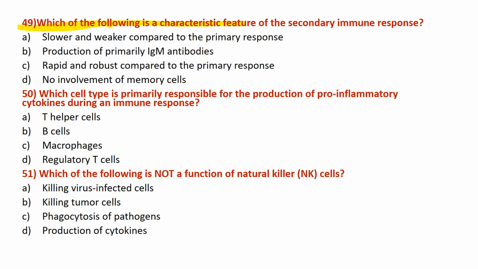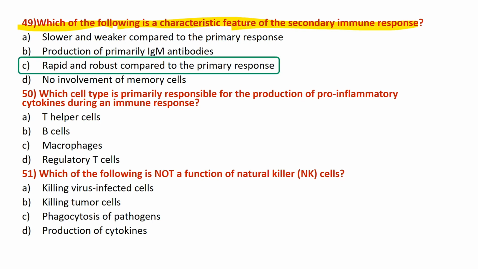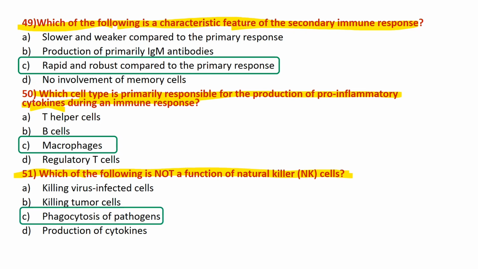Which of the following is a characteristic feature of the secondary immune response? And the right answer is rapid and robust compared to the primary immune response. Primary immune response is always slow, while secondary immune response is rapid and robust. Which cell type is primarily responsible for production of pro-inflammatory cytokines during immune response? And the right answer is option C, macrophage. Which of the following is not a function of NK cell, natural killer cells? And the right answer is option C, phagocytosis of pathogen is not a function of NK cell.